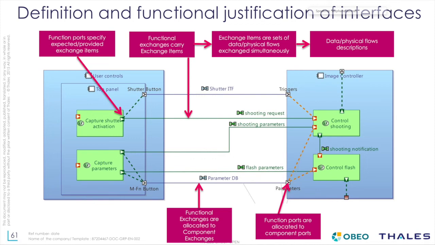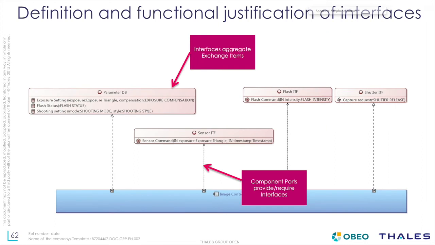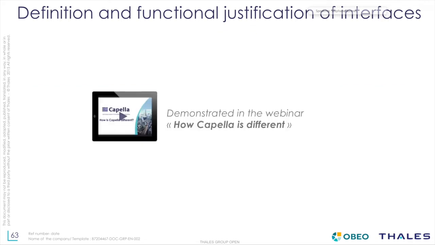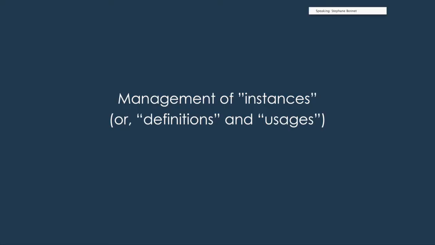carried by functional exchanges. This means that at the end of the day, when we see the interfaces between two components, we are able to justify the content of the interfaces with the functional exchanges between the components. So why do we have this operation and so on? And this is key in architectural design. Once again, this was demonstrated in the tool in the How Capella is Different webinar. By the way, talking about the integration between function, structure, and interfaces, this is one of the topics that is in the agenda of the SysML v2 SST submission team. And this is a topic I'm really interested in.